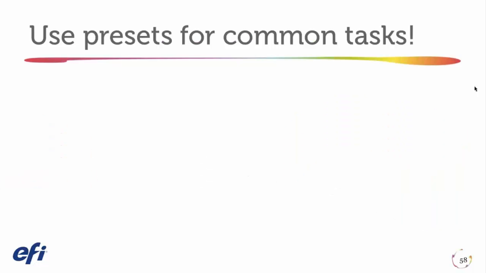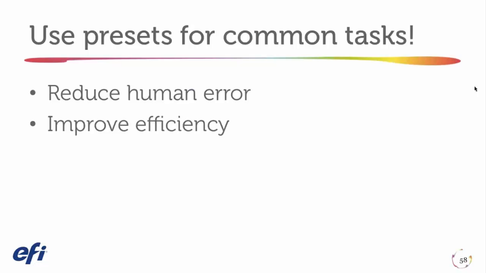You really need to focus on using presets for common tasks, mostly because you want to reduce human error, especially if you've got more sophisticated workflows around color. Think of the ability to eliminate the mistakes that are made when you run through a number of jobs, especially if you're printing a lot of jobs. You also have the ability, of course, to improve your efficiency because, I don't know about you, I'd much rather click once than click 3 or 4 or 5 times per job.